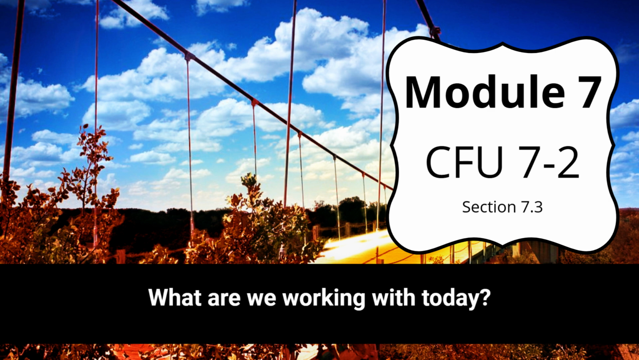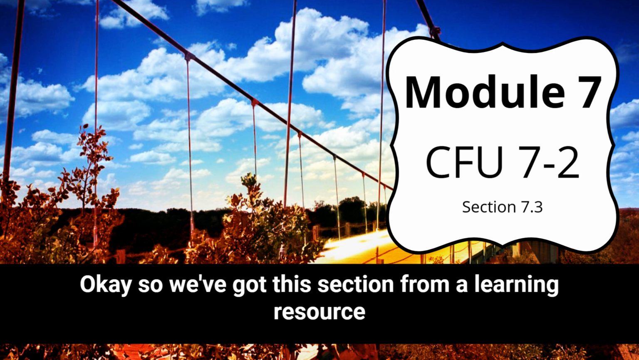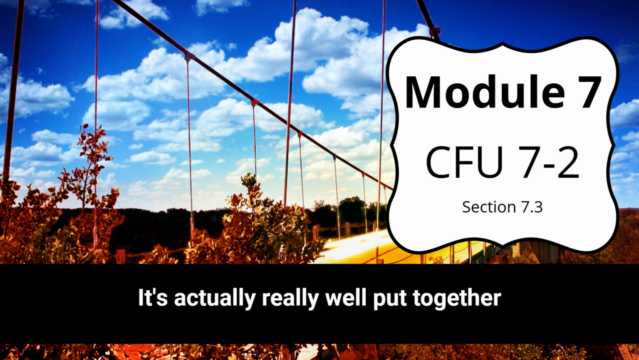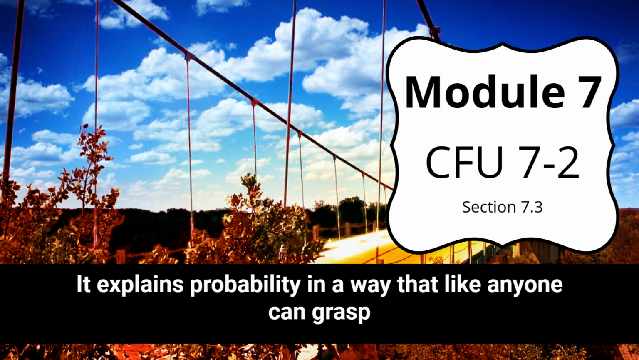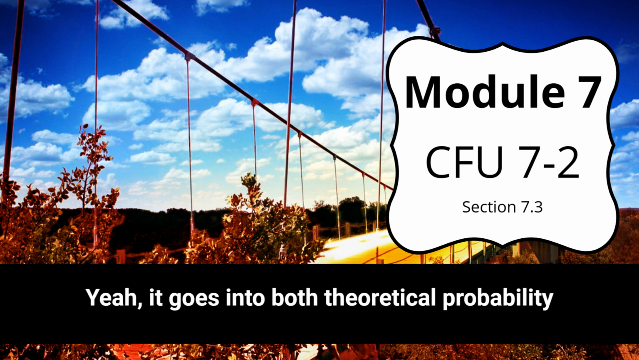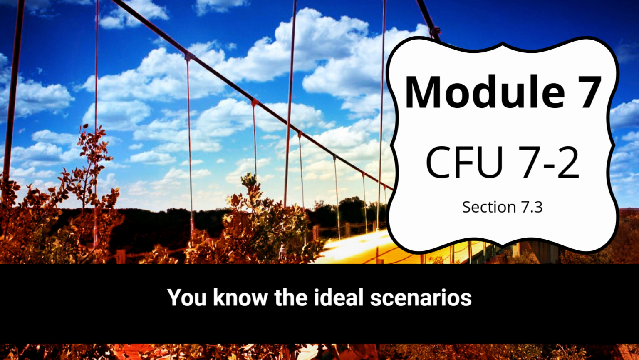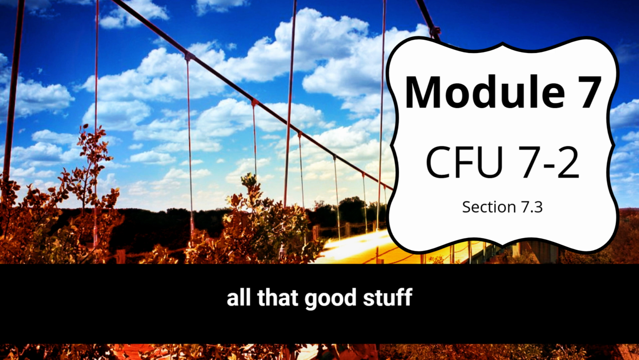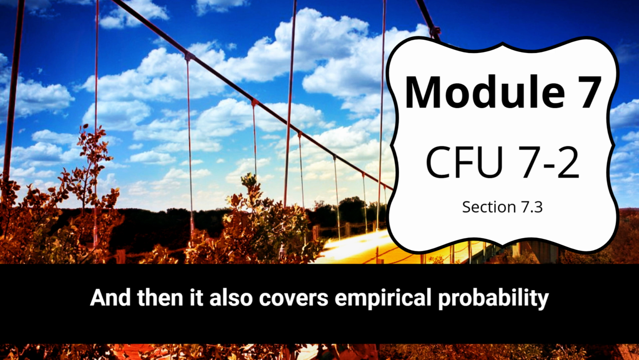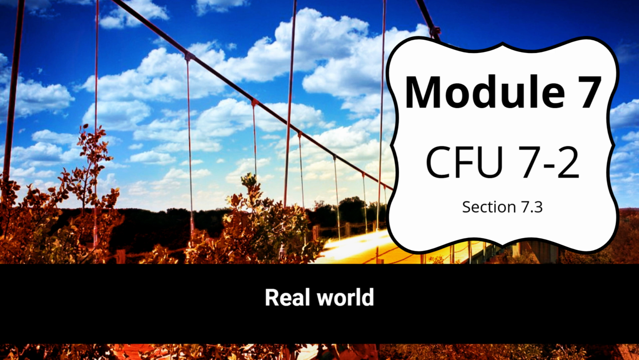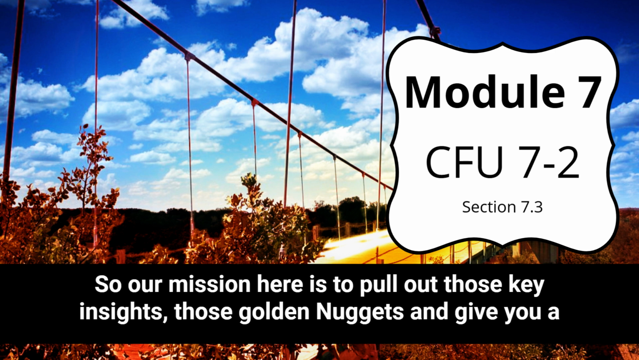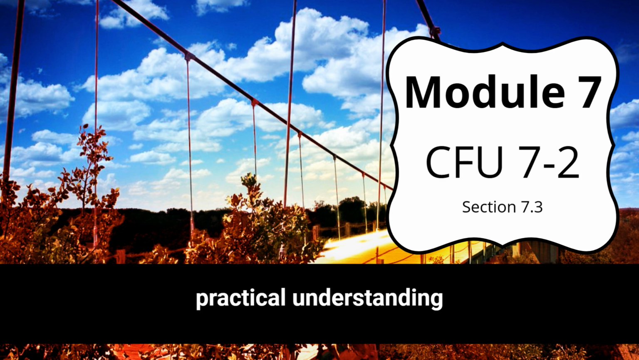So what are we working with today? Okay, so we've got this section from a learning resource. It's actually really well put together. It explains probability in a way that anyone can grasp. It goes into both theoretical probability, which is the ideal scenarios, your dice rolls, flipping coins, all that good stuff. And then it also covers empirical probability. That's where things get real. Real world, exactly. Looking at actual data, like population trends, even genetics. So our mission here is to pull out those key insights, those golden nuggets, and give you a practical understanding. No jargon, just the good stuff. Okay, I'm ready. All right, let's dive in.